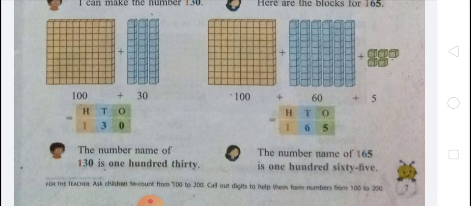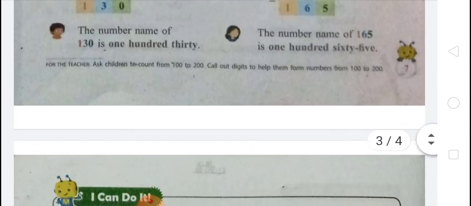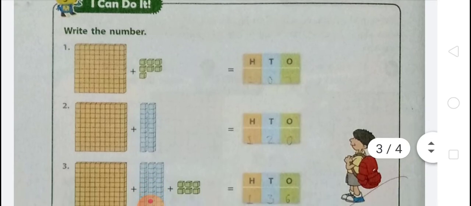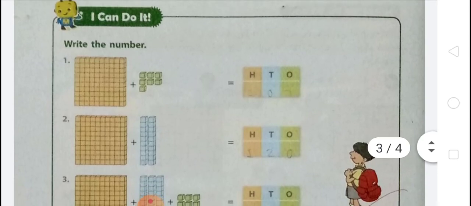Now come on, next topic, that is I can do it. You have to count and write a number. Firstly you have to count the blocks, and after that you have to write the numbers.